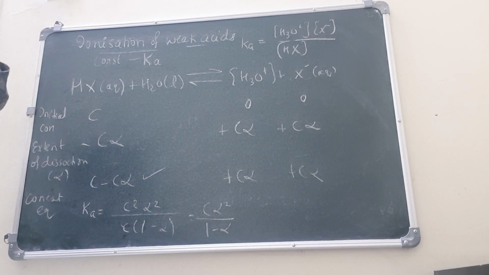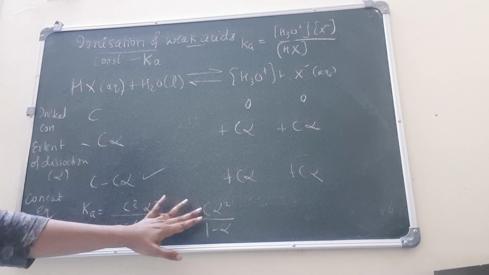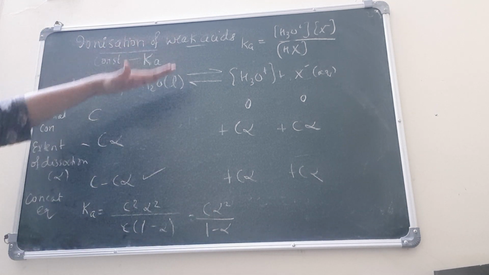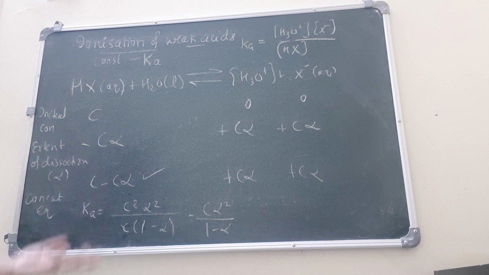Okay, so this is how you find the equilibrium constant or ionization constant of a weak acid. A just represents acid and this is it. Don't memorize this. You should know how to write this table and you are sorted.